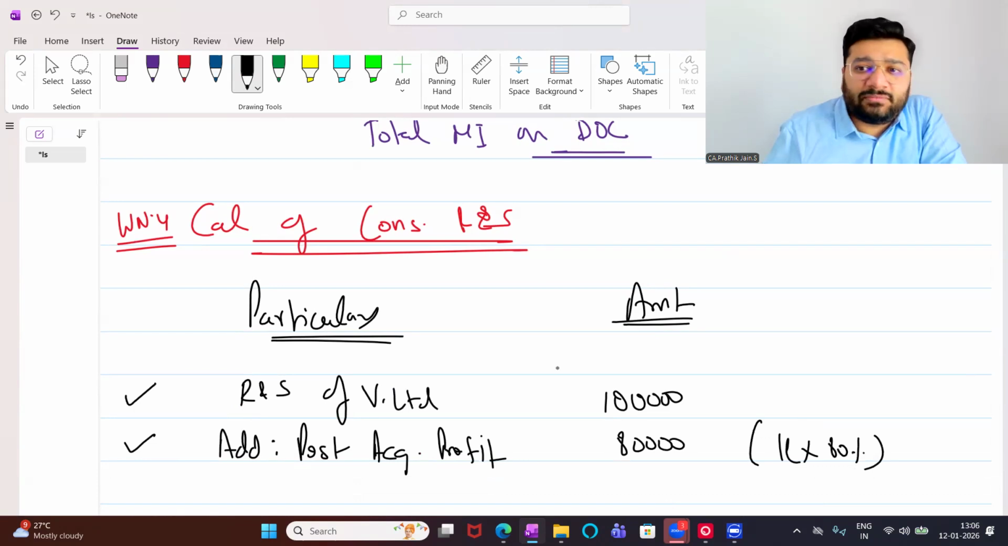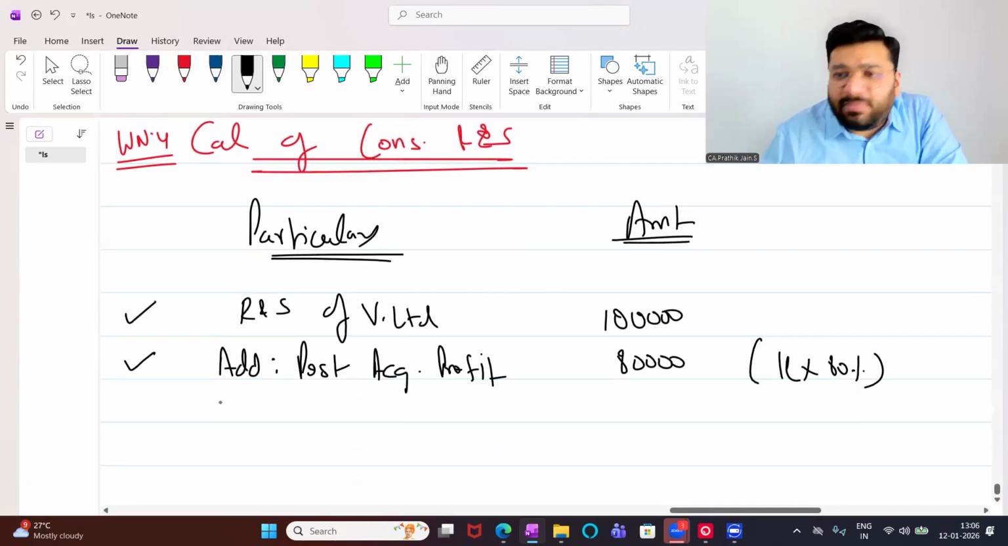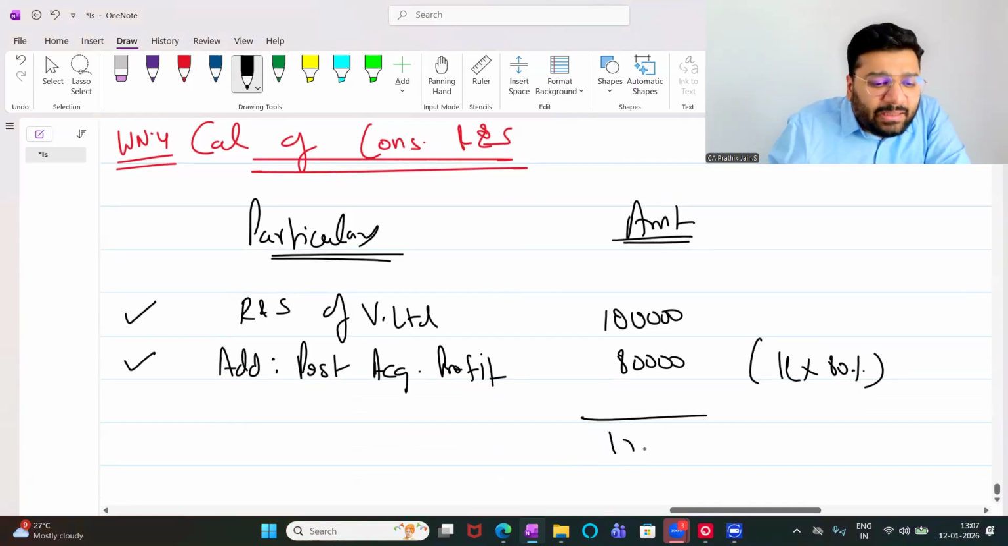So I said working will come, but you said no working. AOP से आ जाएगा? Very good. Okay. With that, we add capital reserve generally, but here there's no capital reserve. So 1,80,000 rupees is my total consolidated reserve and surplus.